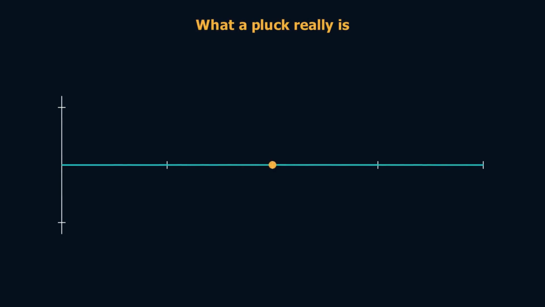Start with the string at rest. Now, what does your finger actually do? It grabs one point and pulls. The rest of the string has no choice but to stretch into two straight lines. A pluck isn't a smooth curve. It's a triangle. Let go, and watch very carefully.